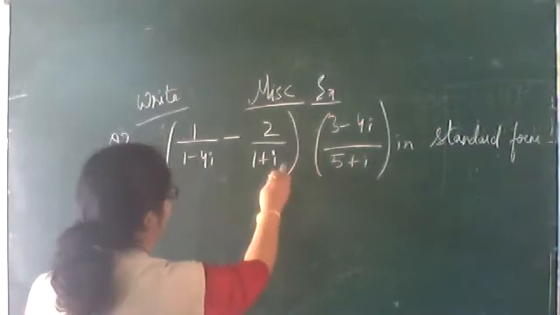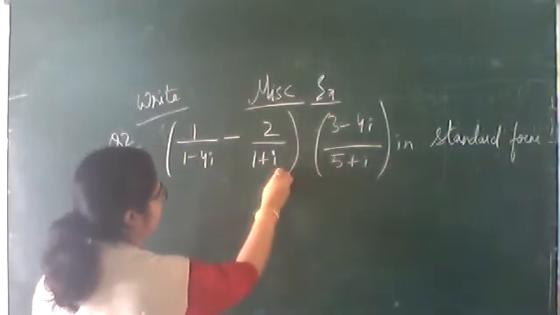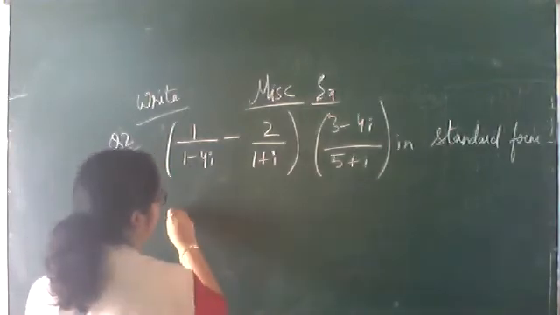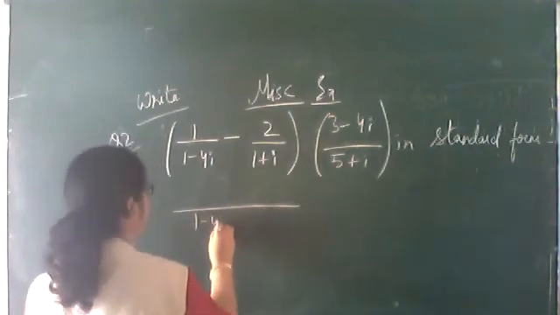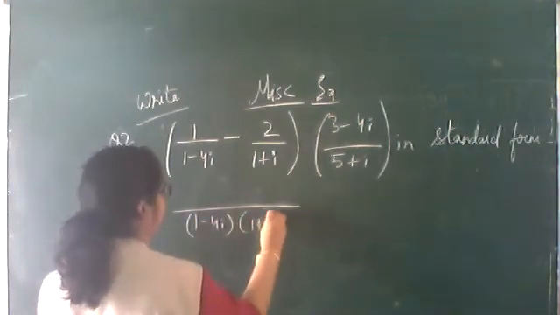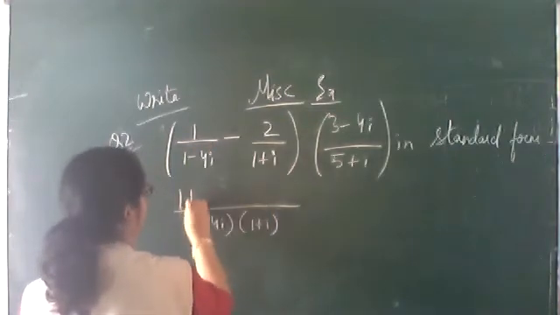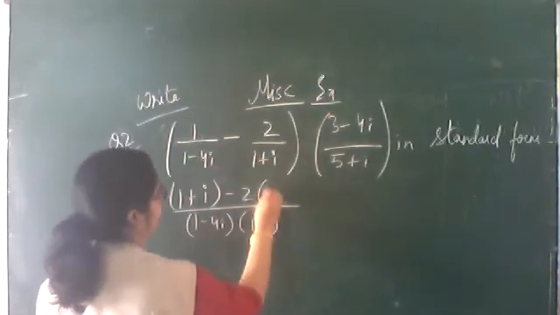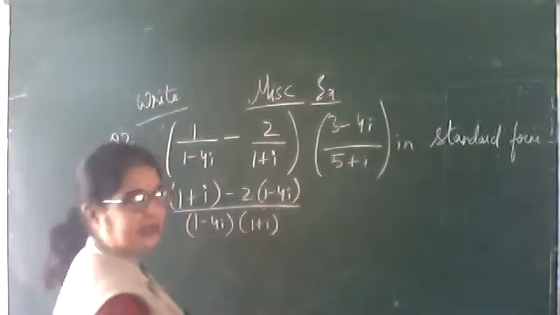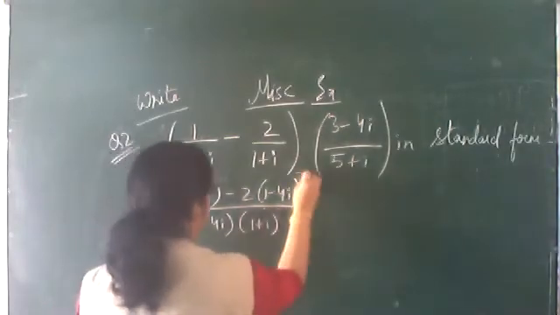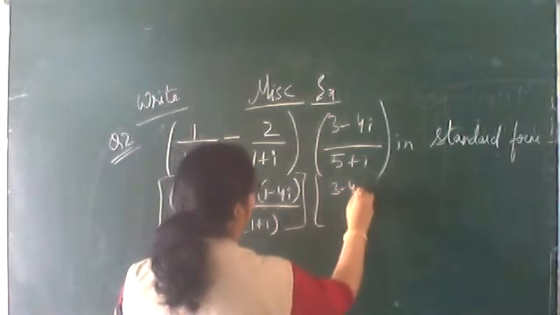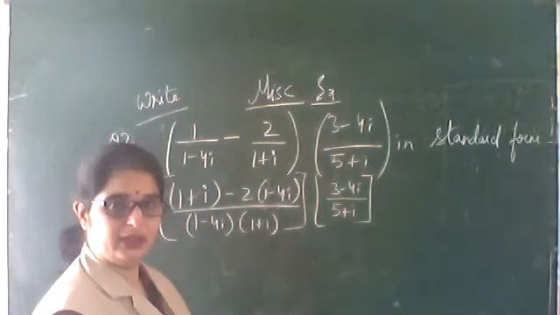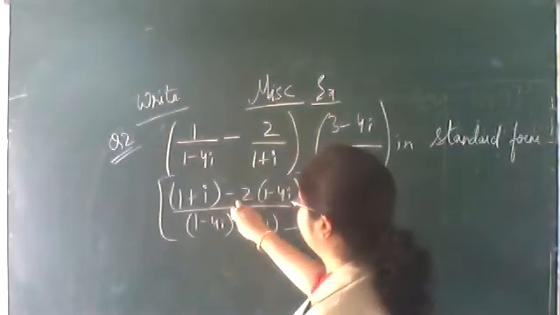So just see, we will evaluate this. How we can do this? First we will solve this first bracket and then we will multiply it. So for solving this bracket, we have to take the LCM. So how we can take the LCM? 1 minus 4 iota multiplied by 1 plus iota. Now 1 into 1 plus iota will be 1 plus iota minus 2 times 1 minus 4 iota. This way only you take the LCM. Clear? We will have this multiplied by 3 minus 4 iota upon 5 plus iota. Clear?